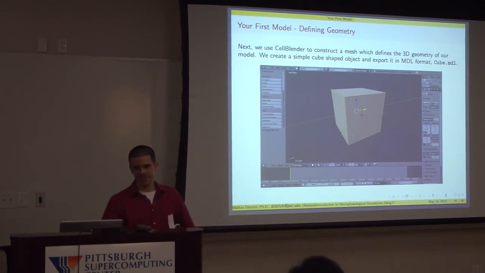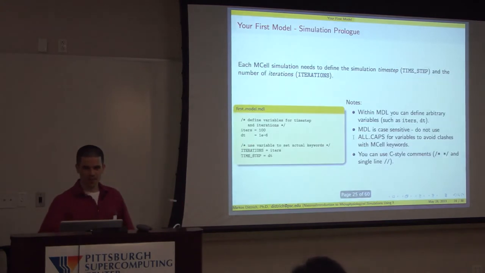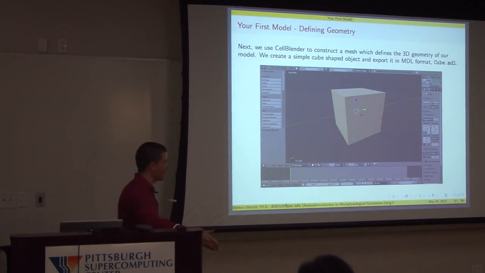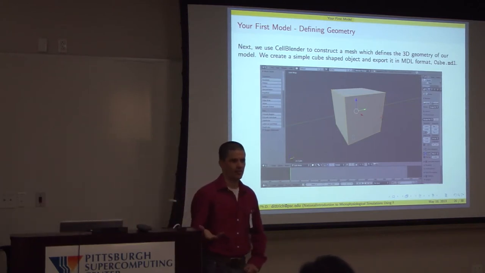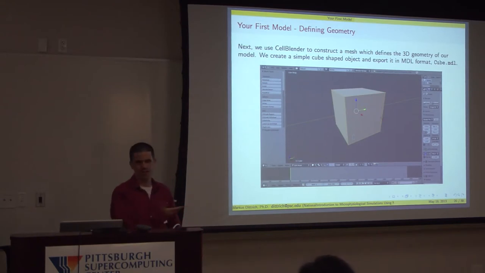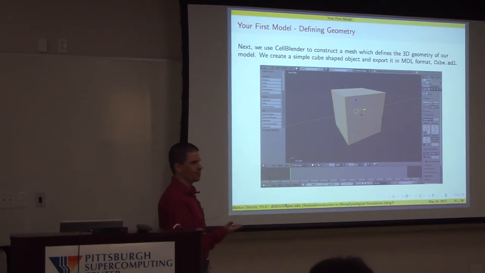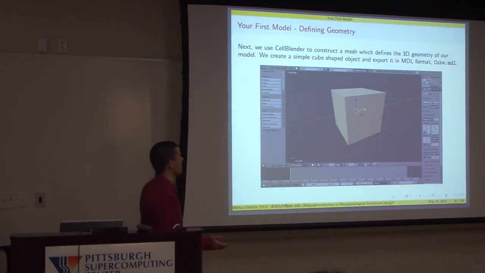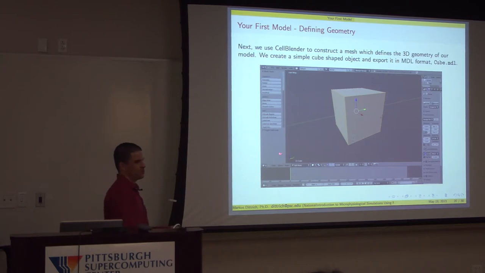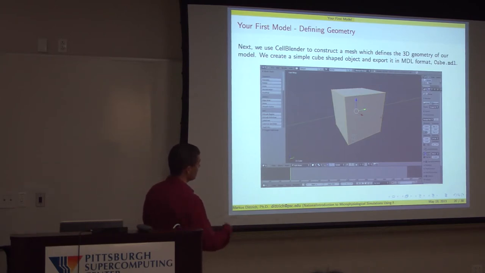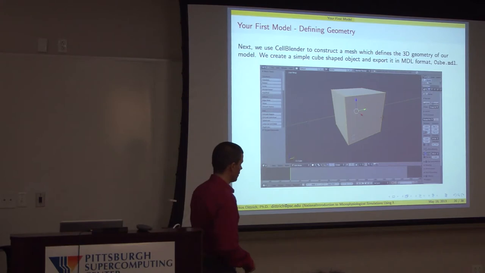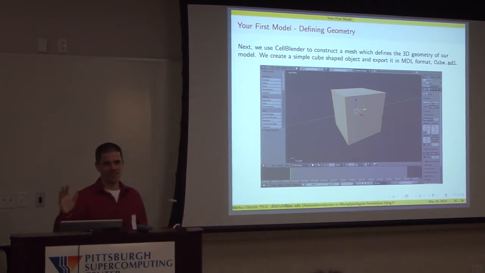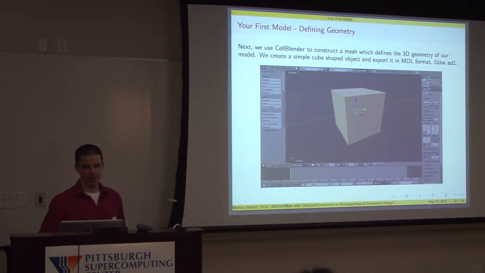All right, so we have our simulation prologue, and now if you remember our flow chart, the next thing is to generate the geometry. The geometry I'm going to generate for this model is going to be very, very simple. My background is in physics. I'm not going to use a sphere in this case, I'm going to use a cube, so it's going to be a cubical system. This is CellBlender, I think an older version, and since Tom will show you in detail how to use it, I'm not going to tell you anything. I'm just going to tell you that I'm going to use CellBlender to create this cube.